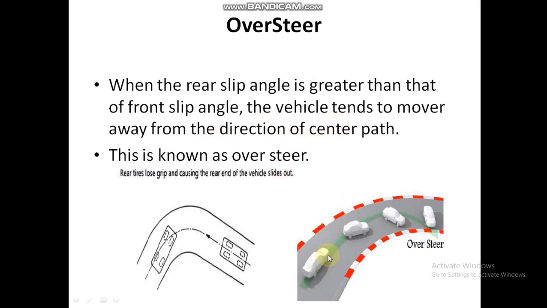Means you are going in a car and you want to take a right turn, but due to some reason your car strikes the right side of the wall. That means you oversteer your car. This happens because the slip angle of the rear tires is greater than the slip angle of the front tires. So this phenomenon is known as oversteer. The rear tires lose grip, causing the rear end of the vehicle to slide out.